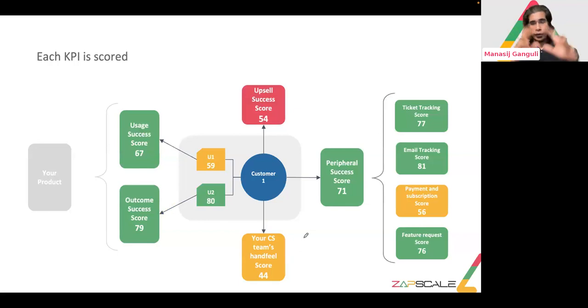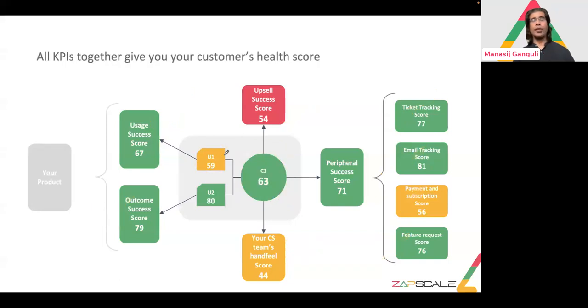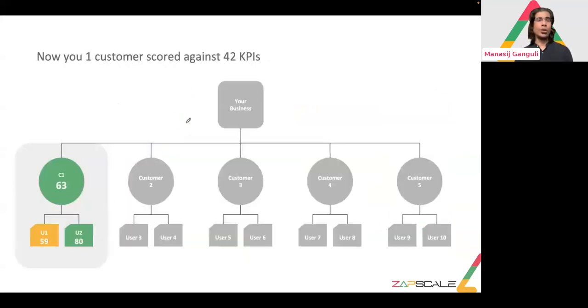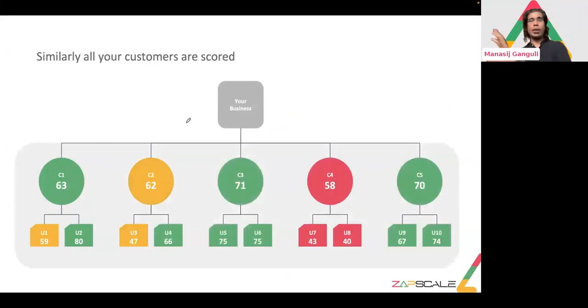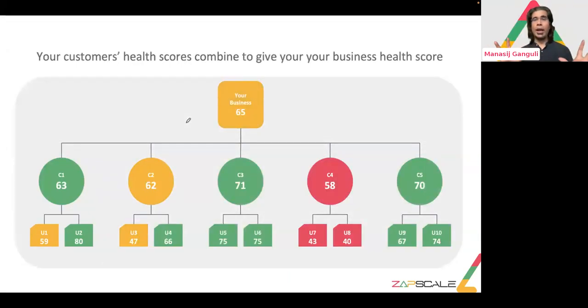The health end objective is that once we score all of these things, all these KPIs, they should give me a score for product usage for my customer. They should give me a product outcome score for my customers. It should give me a ticketing score. I should get an email tracking score, payment subscription score, a feature request score, your upsell score, and of course your gut feel score, which will overall give me the health of every customer and every user of your product. This is what we are finally looking to do. So once we do it for one customer, we will do it for all the customers, and then eventually we will get to the entire business. That is our holy grail in this particular discussion. So let's get started into it.